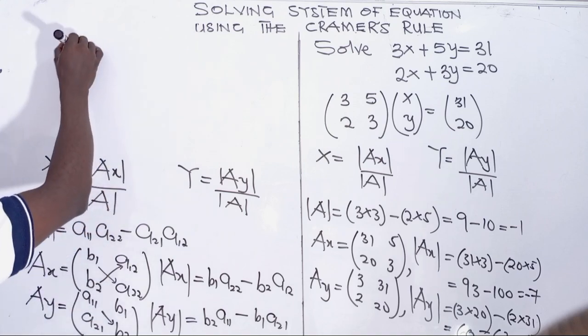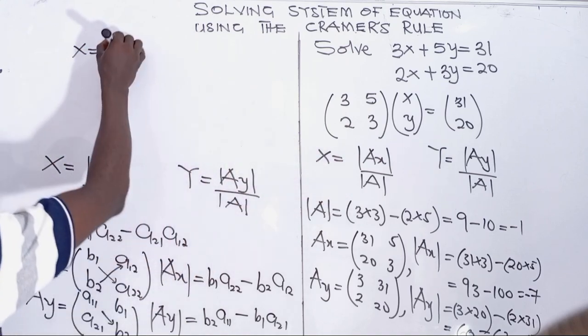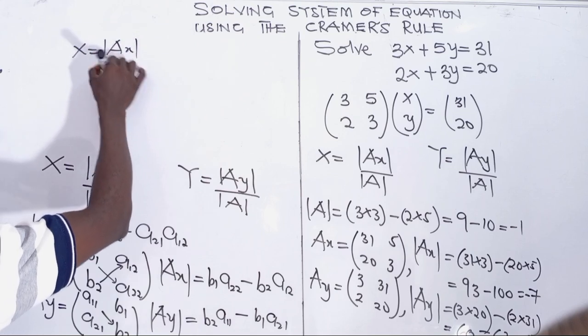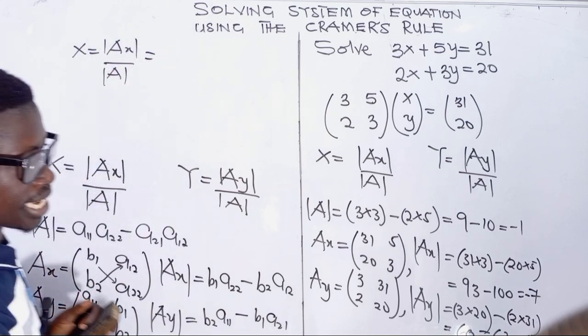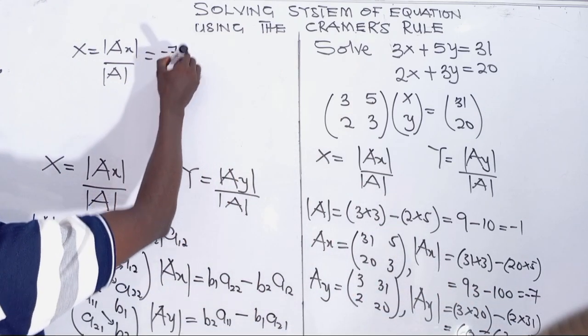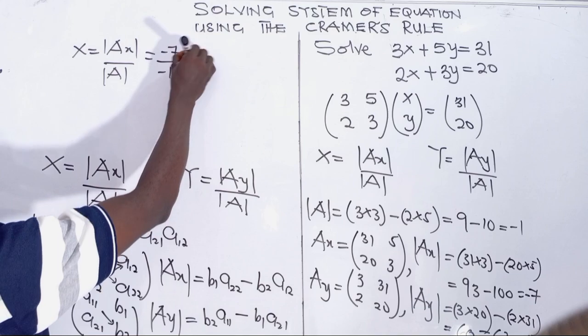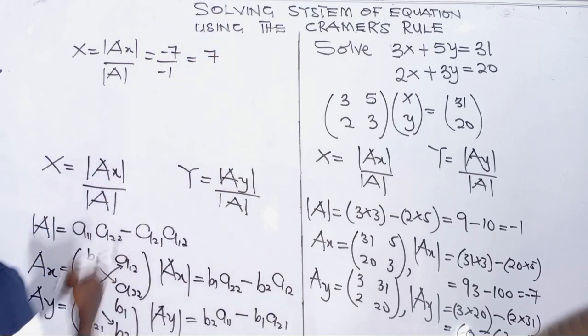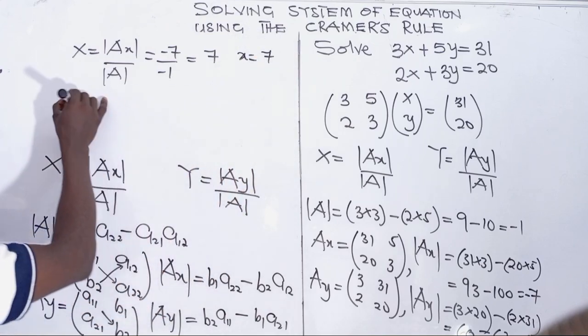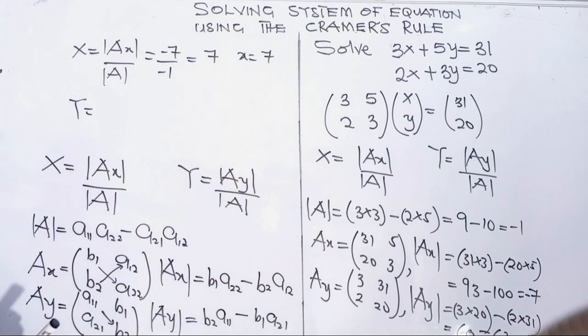So we said that our x is given as the determinant of Ax all over the determinant of A. Determinant of Ax we had minus 7, and then determinant of A we have minus 1. So this is given as 7. Therefore, x is given as 7. Then we move on to y.